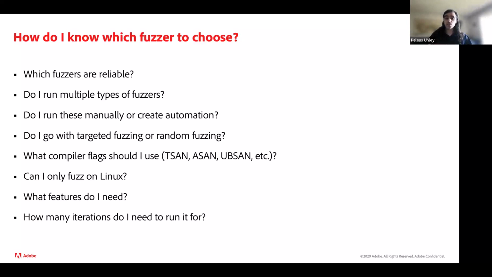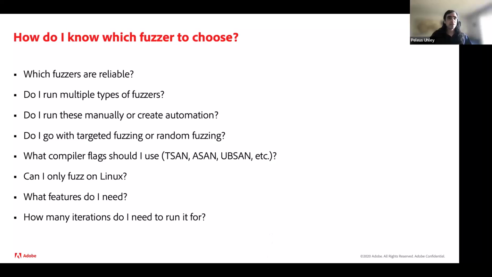How many and what features do you need out of the fuzzers? How many iterations do you think you're going to need to run this for? Is this something you can run for a day, a week, a month? Is this something that's continual year round? So there's a lot of choices to be made. And we'll get into some of these choices.